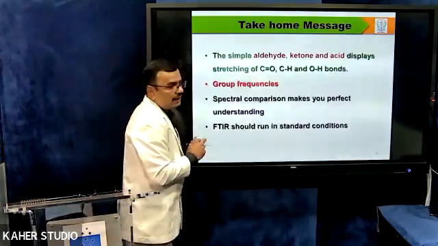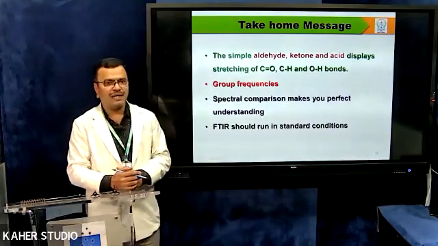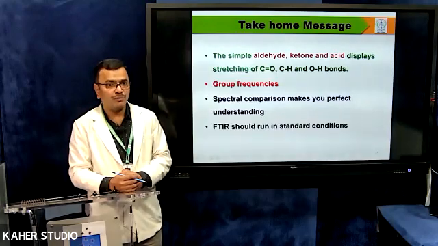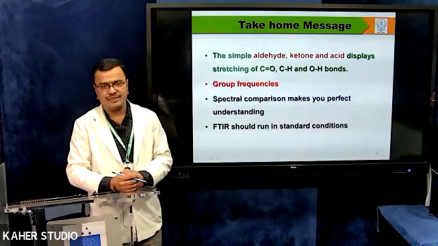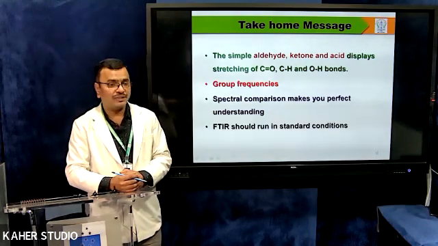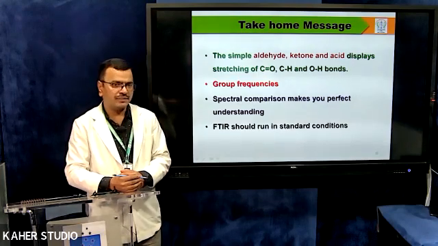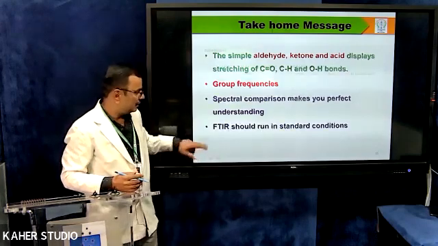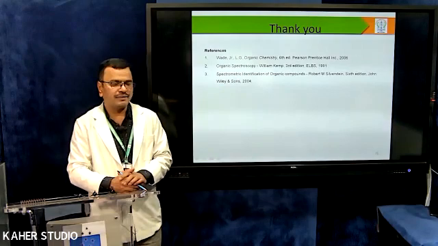Then, what is the take-home message from today's small lecture? For simple aldehyde, ketone, and carboxylic acid, we can get the stretching of C double bond O, CH stretch, and the OH stretching and bending. And group frequency one should know. The spectral comparison makes the perfect understanding. FTIR should be taken in a standard condition. And these are the references I have used for this lecture. Thank you.